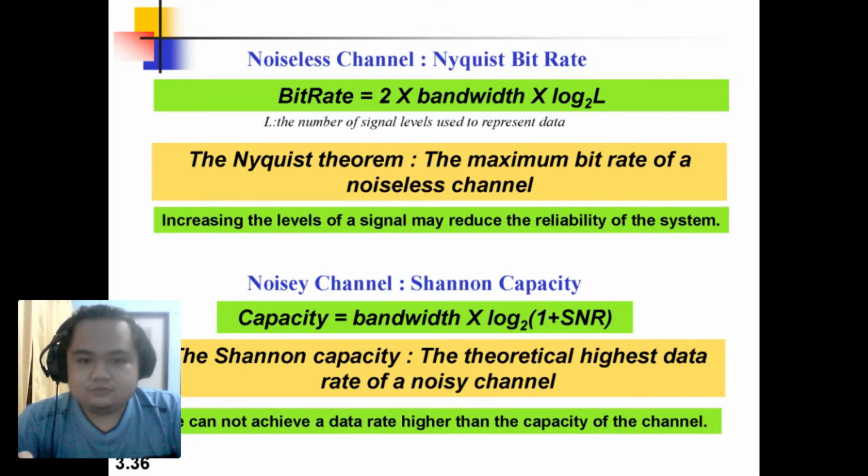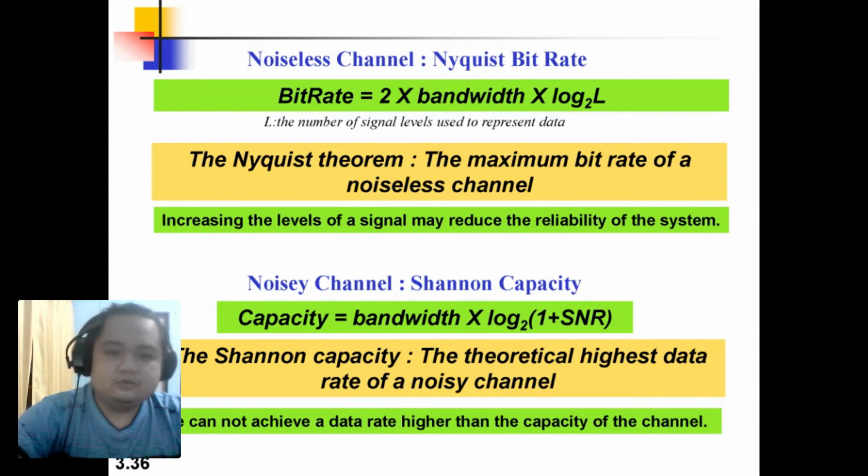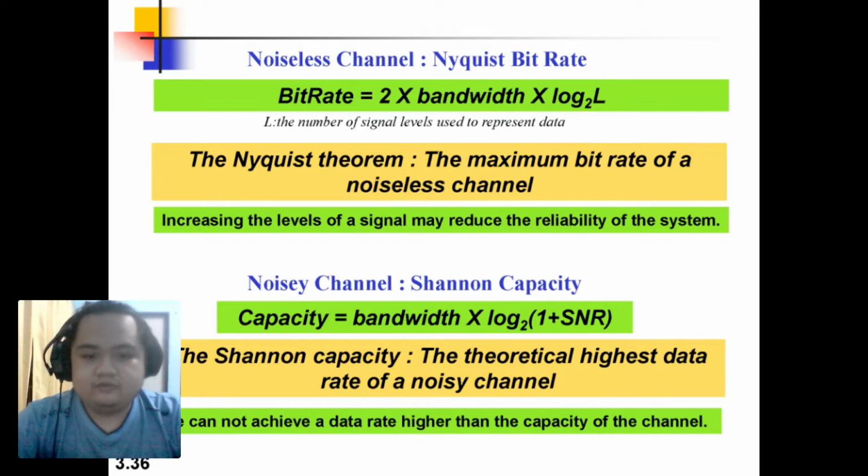Noisy channel, or channel capacity. The channel capacity is the theoretical highest data rate of a noisy channel. So we cannot achieve a data rate higher than the capacity of the channel.